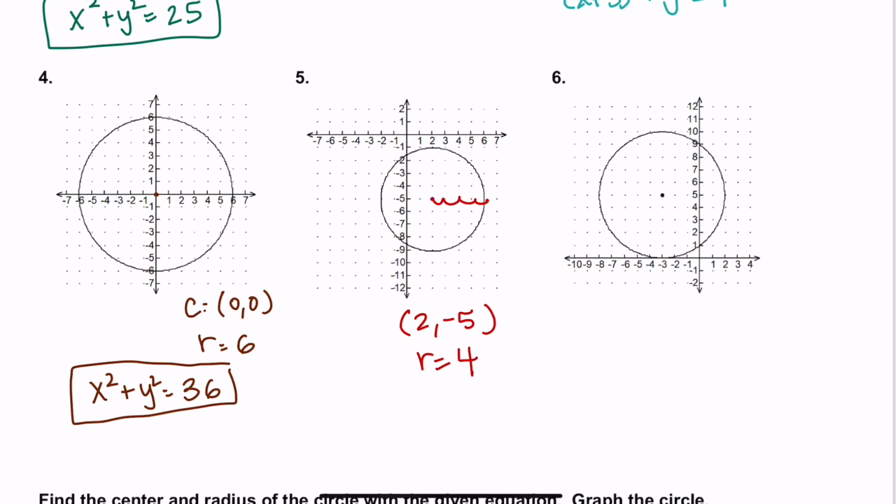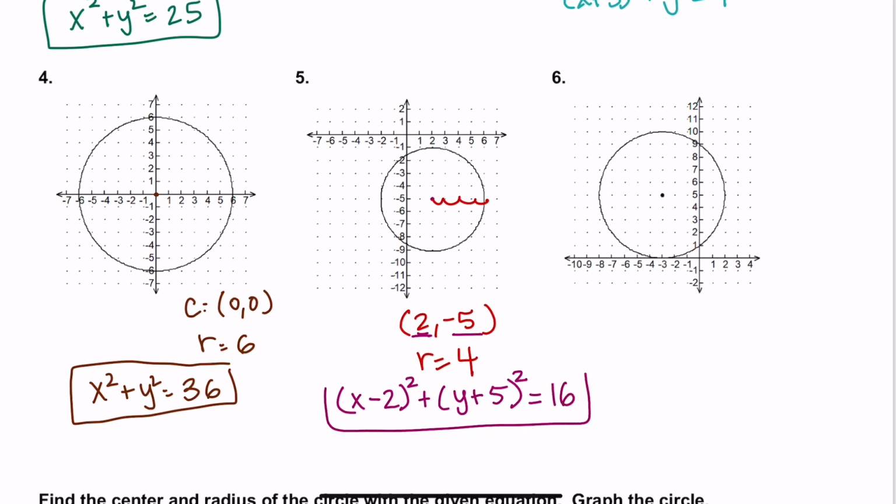Now we're going to write the equation of the circle. For x, we take our x value for our center and we switch the sign. So instead of a positive 2, it'll be a negative 2 because it's in parentheses. Our minus 5 will be a positive 5 with the y value because it's in parentheses. It's going to flip signs and we're going to have a squared. This is going to equal our radius squared. Our radius is 4, so radius squared is going to be 16.